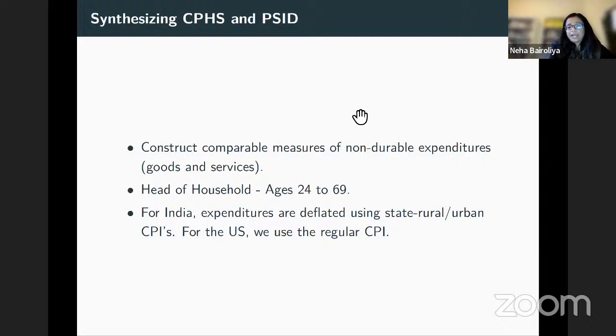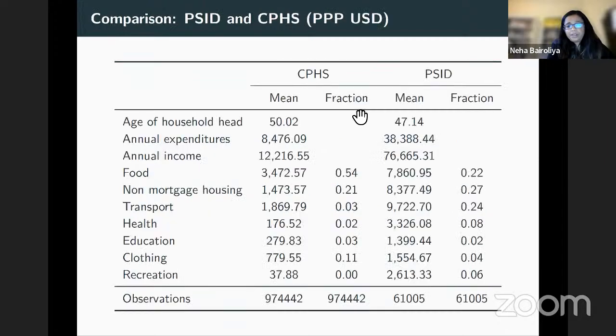We're going to be looking at household heads between ages 24 and 69, again, to be consistent between the two surveys. For India, we're going to deflate the expenditures using state, urban, and rural CPI. For the US, we're just going to use the regular consumer price index. So to give you an overview of the two surveys, all the Indian values are converted using PPP US dollars.